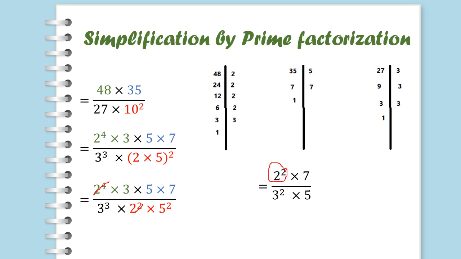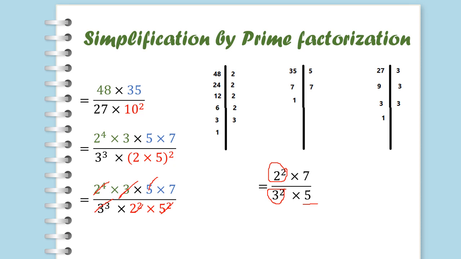Now here 3 will be crossed with 3 power 3, but I will have 3 power 2 left in the denominator. Also 5 we can simplify with the 5 power 2, and I will have 5 left in the denominator, meaning there are no more powers. Okay, 7, I have nothing to simplify it with. I keep it as it is, and here is our answer.